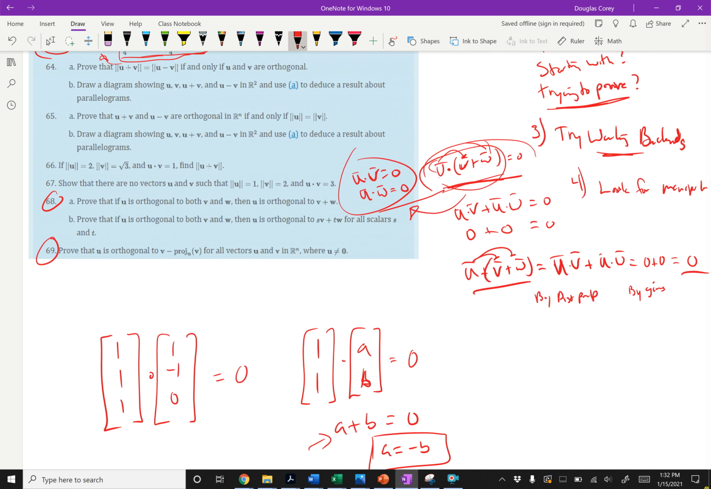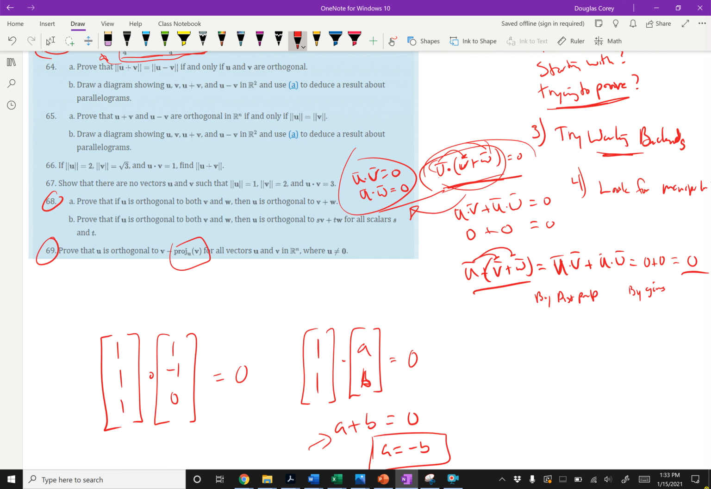Prove that u is orthogonal to v minus the projection of v onto u. Okay, well this thing, I don't know how to work with that. So that doesn't help me very much, especially if I'm trying to do algebraic manipulations. So what am I going to do? I'm going to go find the definition of that, see what that means, and especially if there's a formula for that. And there is a formula for that.